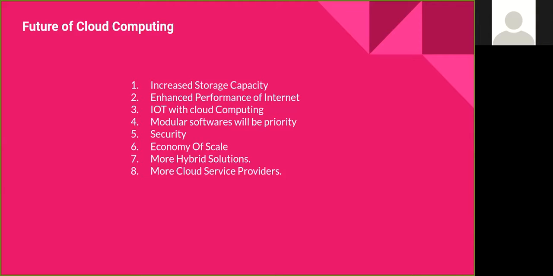Another thing we want is hybrid solutions. What do I mean by hybrid solutions? We want that some part can use our local data centers or our own cloud centers, and we can merge these two things to build a better application to run cloud computing. We want more service providers. As of now, there are 3-4 major players like Google, Microsoft, Amazon, and DigitalOcean.